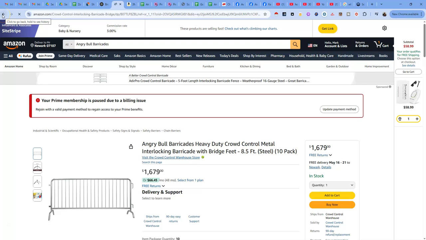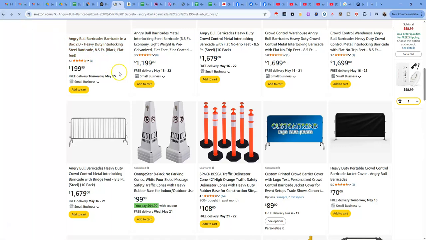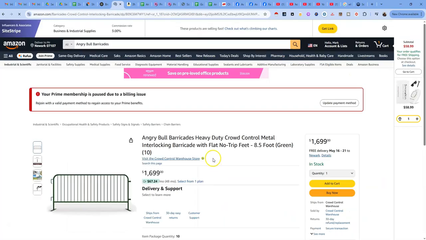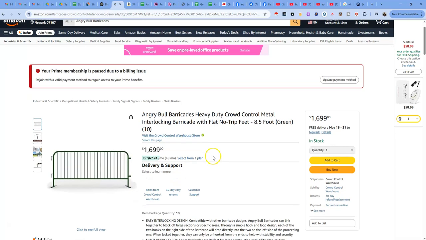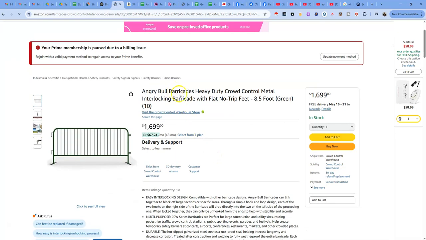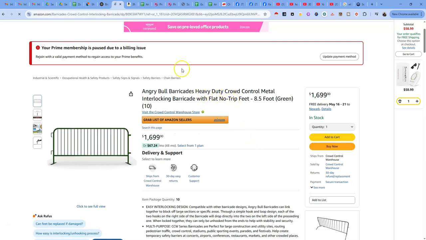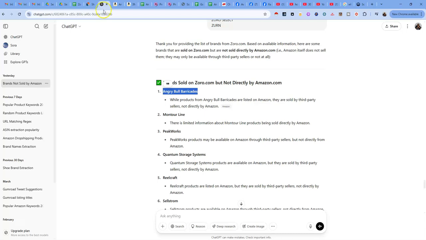And it looks like I'm seeing the same seller, so I don't know what that's about. I'm not necessarily recommending this particular brand and saying that you should sell it. I'm just showing you that this brand is not sold directly by Amazon.com. It is sold by a third-party seller. And that ChatGPT was able to tell me that.